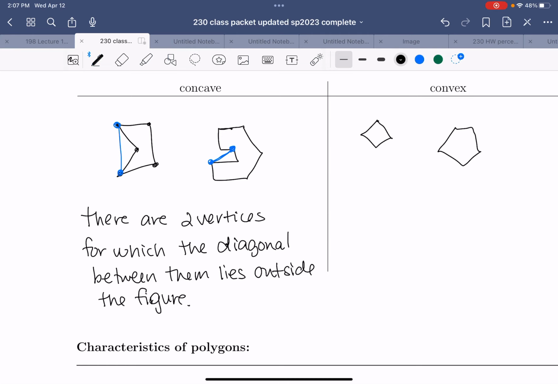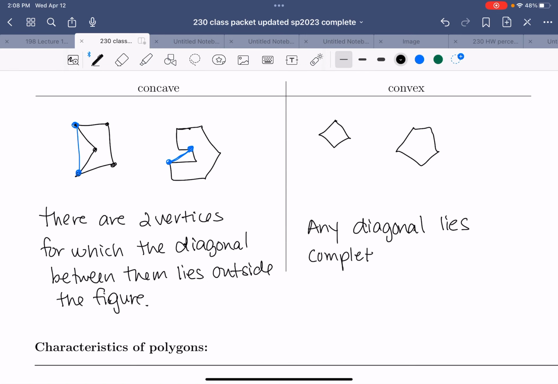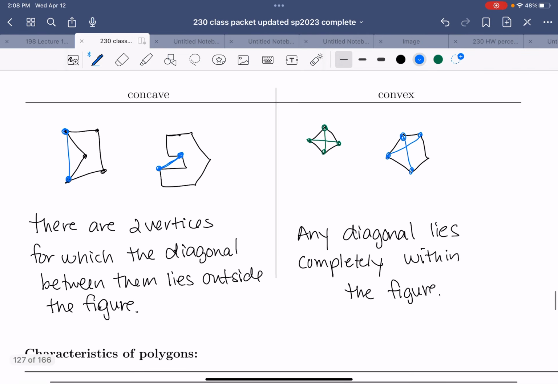Okay, however, over here, for a convex figure, any diagonal lies completely within the figure. So if I connect any 2 points, that's going to be completely inside my figure. Okay. All right, and then the other video is going to pick up here.